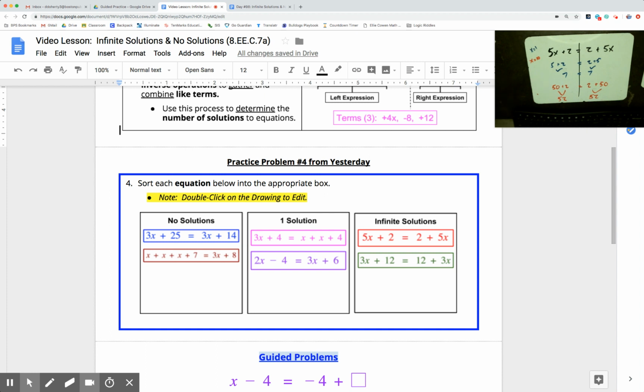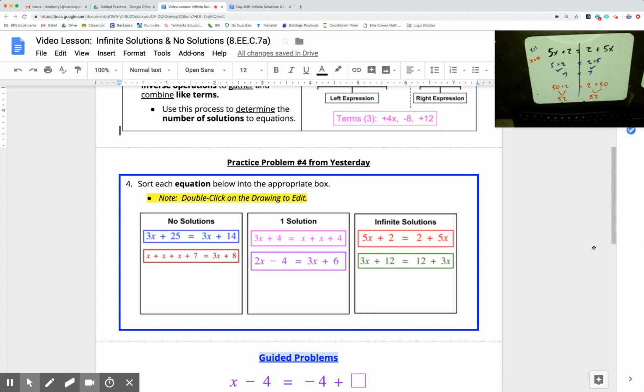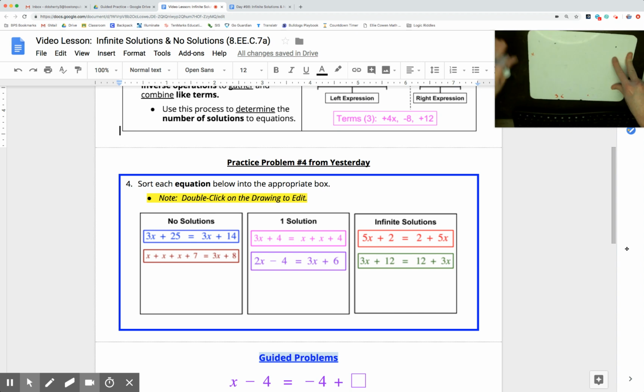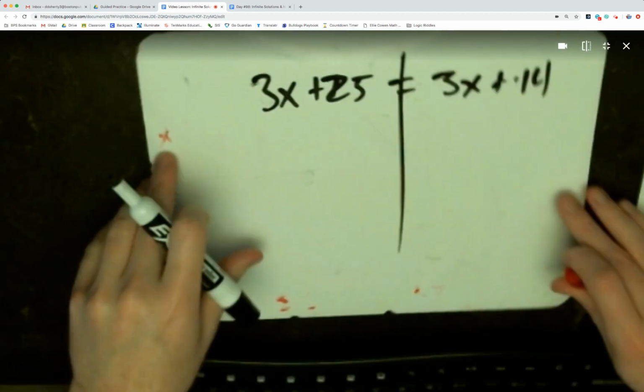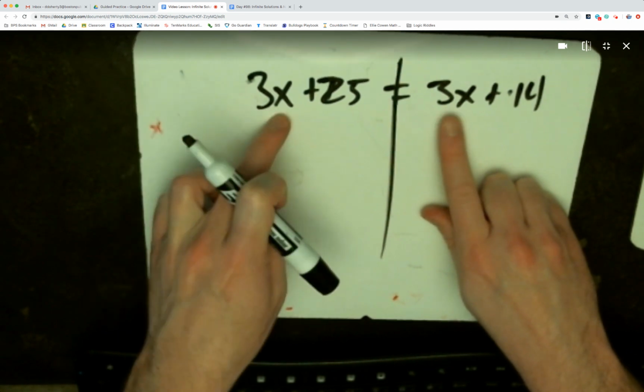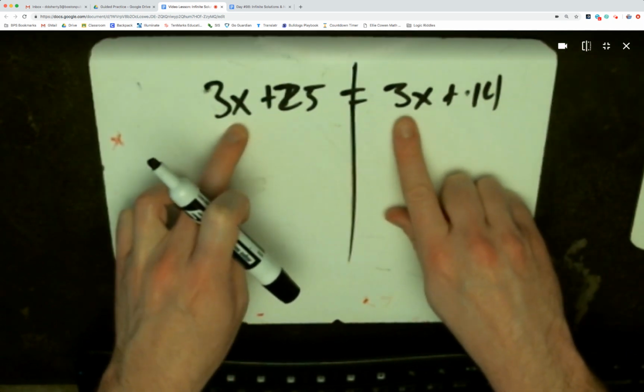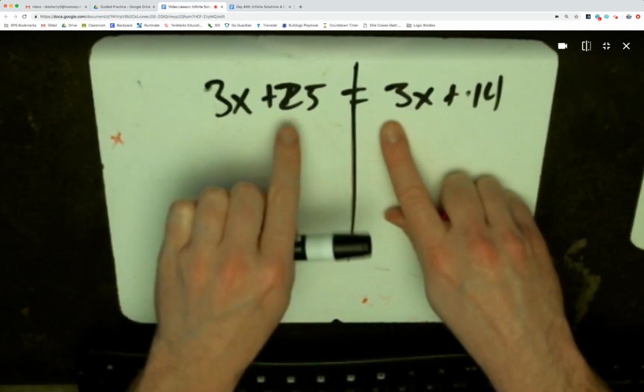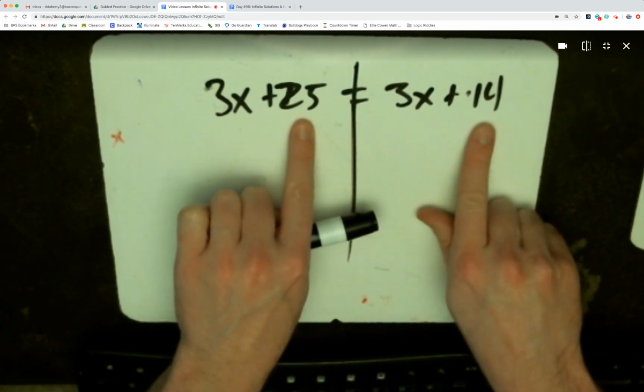Problem 4, you should be familiar at this point why 3x plus 25 equals 3x plus 14 could never be a true statement. If you take a look at this, and we're going to full screen again in a second, 3x plus 25 equals 3x plus 14. We should now be recognizing this equation can't have any solutions. Let's see a quick example why. It's the same variable term on both sides, positive 3 times x, positive 3 times x. So no matter what I pick for x, this side gets 25 added, this side gets 14 added.